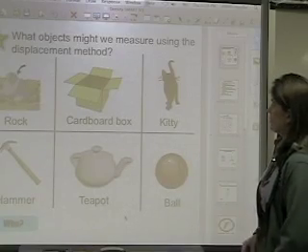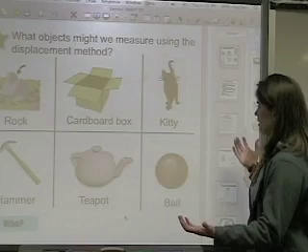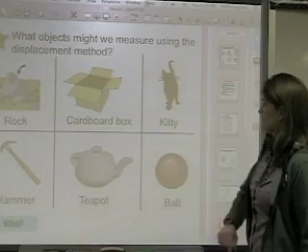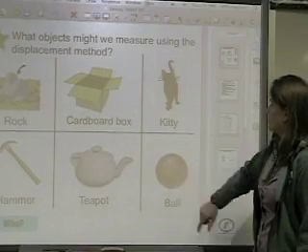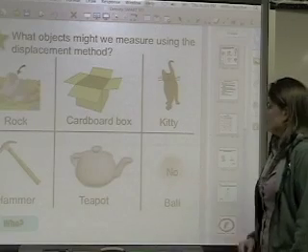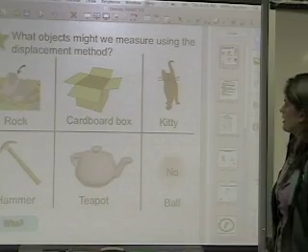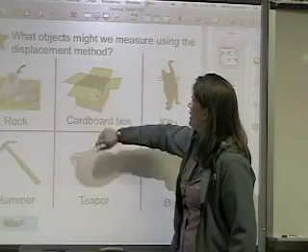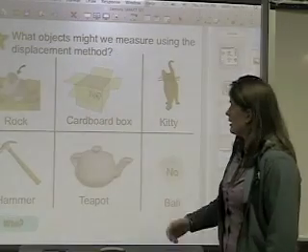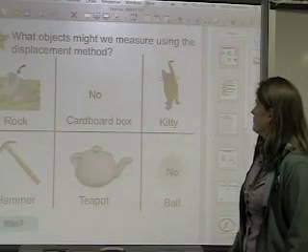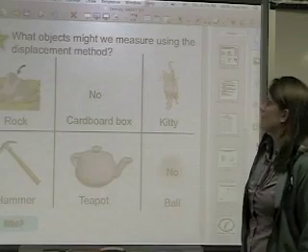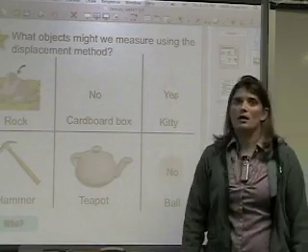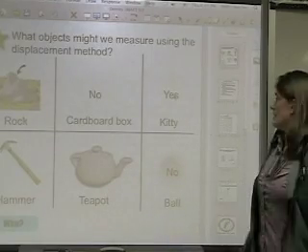They'll come up here to the board and they'll say, okay, well, I think a ball is something that we'd measure using the displacement method. They click it and they find, no, that one's not correct. So instead, they go up to a box. Again, not correct. So then they try a kitty, and they find, yes, a kitty is something we measure using the displacement method.